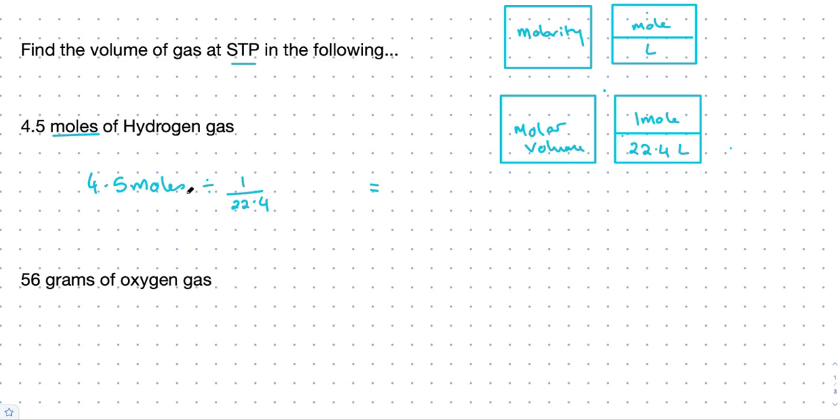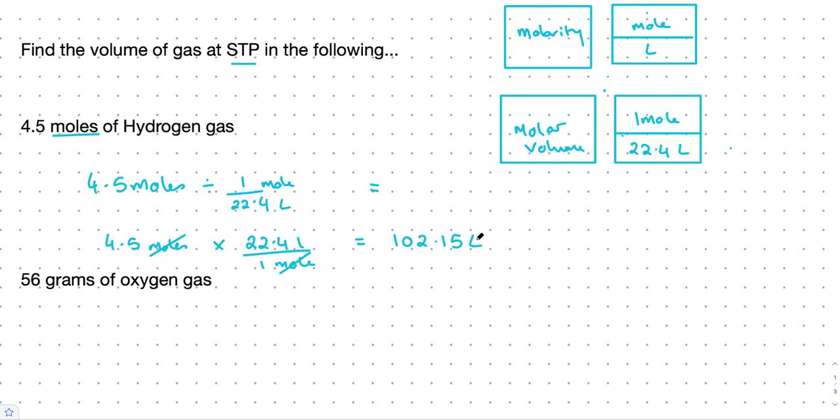The reason why I'm saying divide is because when we divide by a fraction, we actually end up flipping it. So it's actually going to be 4.5 moles multiplied by 22.4 litres all over 1 mole. The moles drop out, and you've just got 4.5 by 22.4, and if we multiply that out, I will get 102.15 litres. So 4.5 moles of hydrogen gas, of H2 gas, will take up 102.15 litres. And that's it.